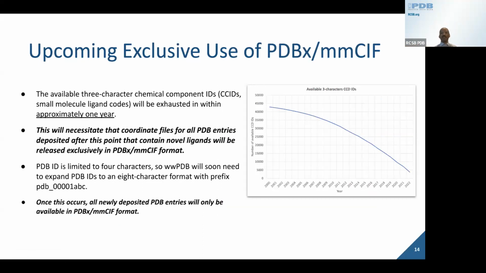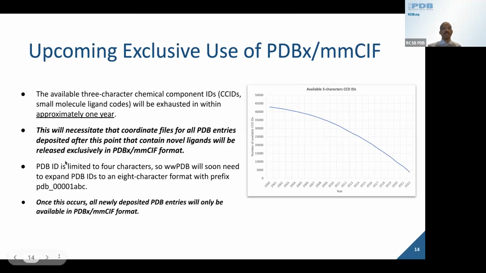You see on the graph on the right the 3-character chemical component IDs, or ligand IDs, the 3-letter codes we use for small molecules bound to protein structures or DNA ligands. These codes are running out, and will be exhausted in approximately 1 year, possibly end of 2023 or beginning of 2024. Once that happens, any PDB entry deposited after that point that contains a novel ligand, or a ligand that is at least new to the Protein Data Bank, will be released exclusively in PDBx mmCIF format. So anyone who's interested in structure-based drug design or ligand interactions, these new files will be exclusively in this format. So this is the perfect time to learn PDBx mmCIF.